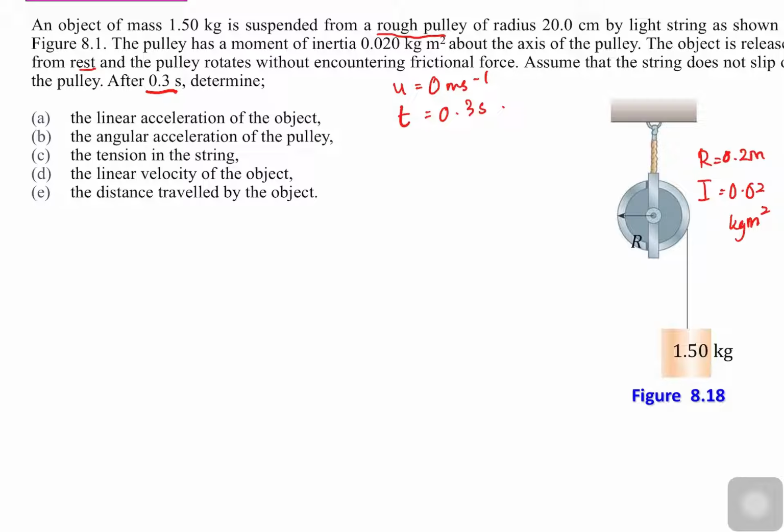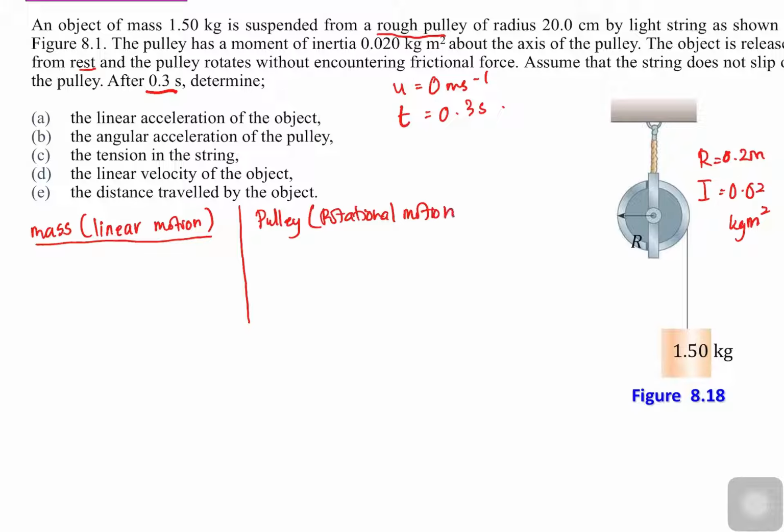So in this system, we're talking about the system itself. In the system, two things happen. One, the mass undergoes linear motion, and the pulley rotates. The pulley undergoes rotational motion. For the mass, we draw the free body diagram. For the mass, we have tension and also weight, because when we release it the mass will be going downwards.